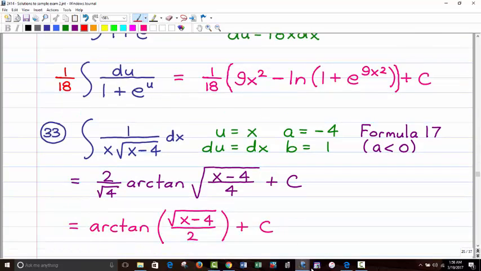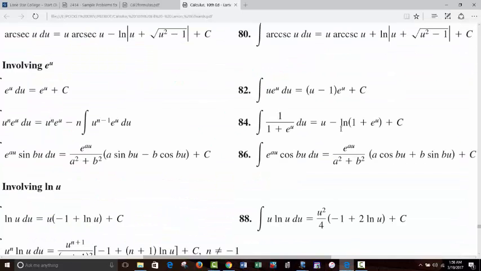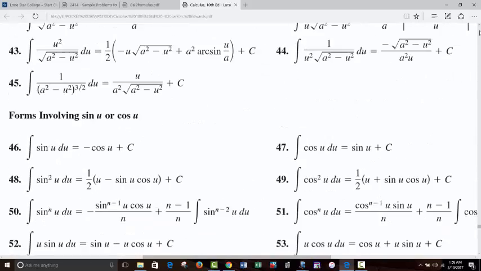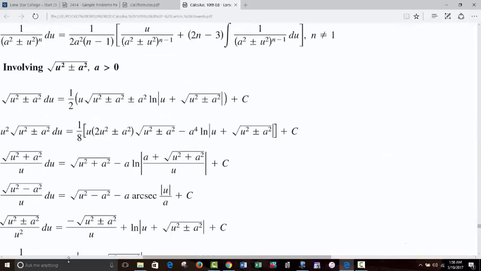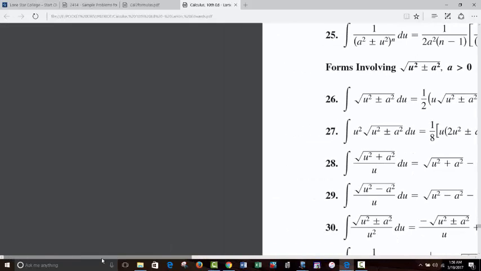So this one says it's formula 17. So let me find that formula. Like I said, you would have that next to the question on the test. Yeah, I won't be giving this entire sheet here. You won't need to, because I'll give you the right formula that you need.